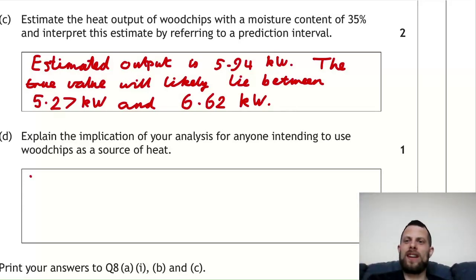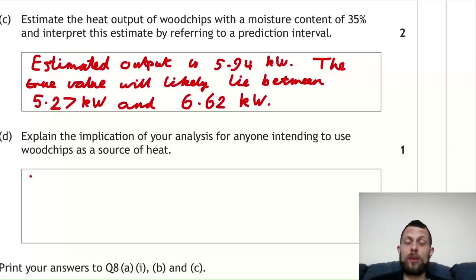Now on to part D, the implication of your analysis for anyone intending to use Woodchips as a source of heat. To be honest, it is a bit of a strange question. I think you have to think about the context of the question and the fact that people obviously want heat using these Woodchips. So the question is, how do you get more heat? Well, one way of doing it is to get low moisture content. So maybe they could leave the Woodchips to dry out more.